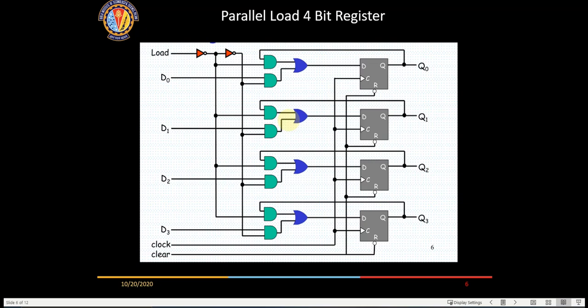Then what happens? Something has to be given to D, right? What is given in D? The Q is taken from here and given through an AND gate, and that is load bar. That means whenever the load signal is 0, through this AND gate, the previous data is again fed back here. So it will retain the data here. Is this much clear to all of you?